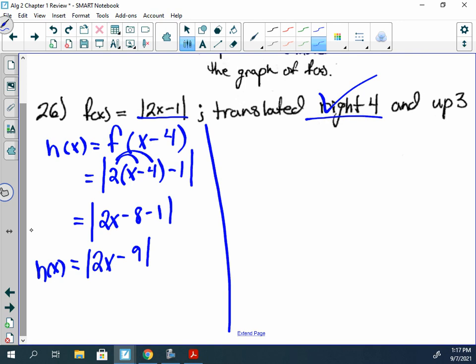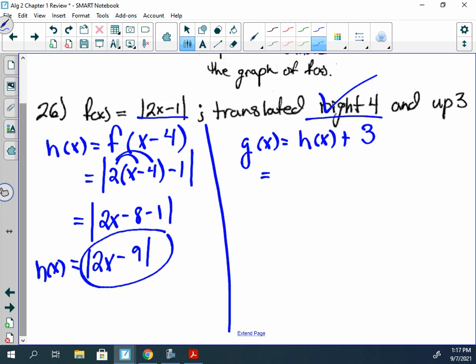up 3. So our basic version of vertical translation was our f of x plus k. Well, here it would be g of x is equal to our h of x plus, what's the value of k? 3, and it's positive because we're moving up, yes? So it'd just be plus 3. So what is h of x? The absolute value of 2x minus 9. And then we have our plus 3.